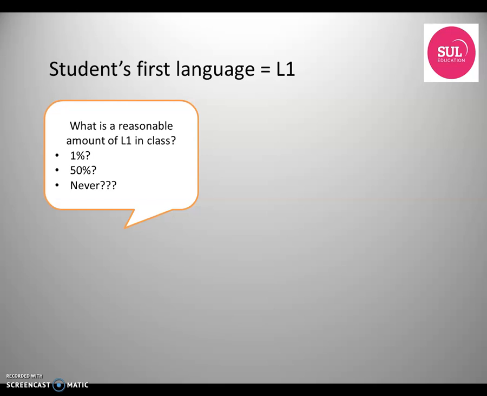So what is a reasonable amount of L1 in class? 1% of the talking? 50%? Never?